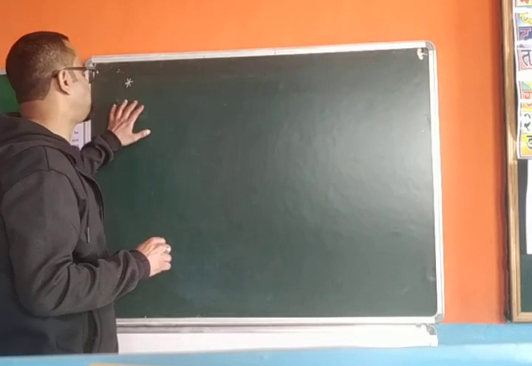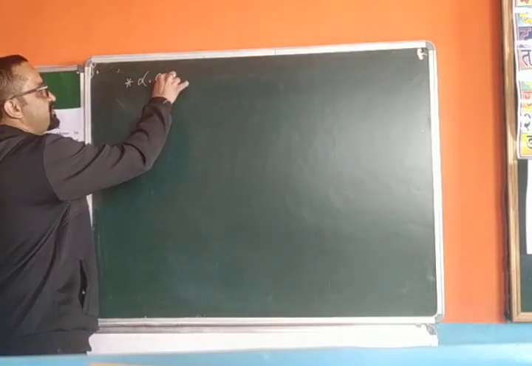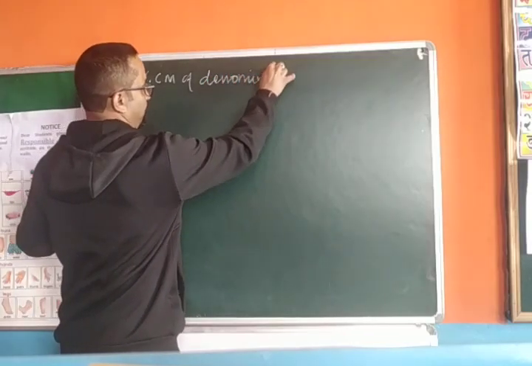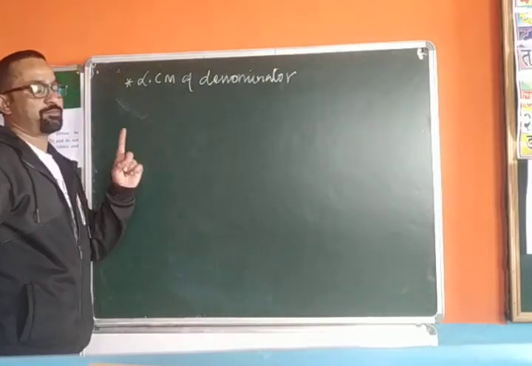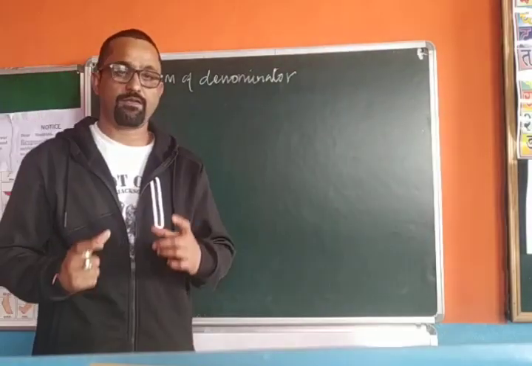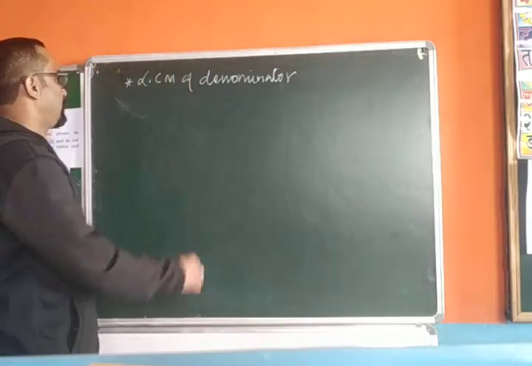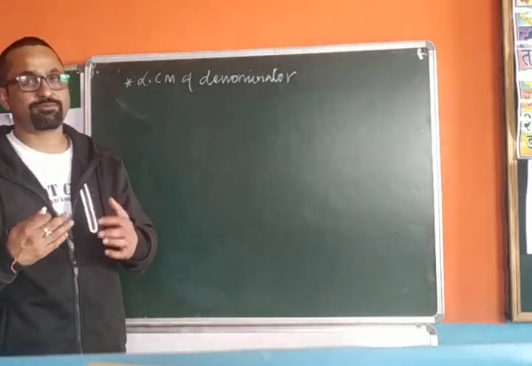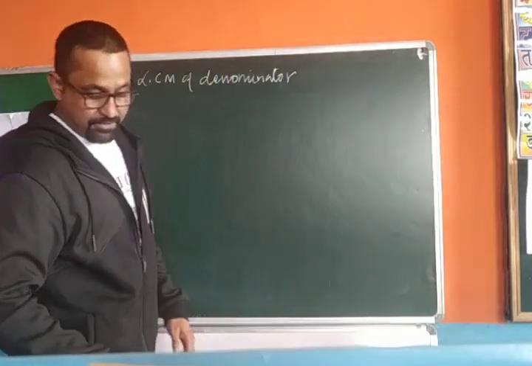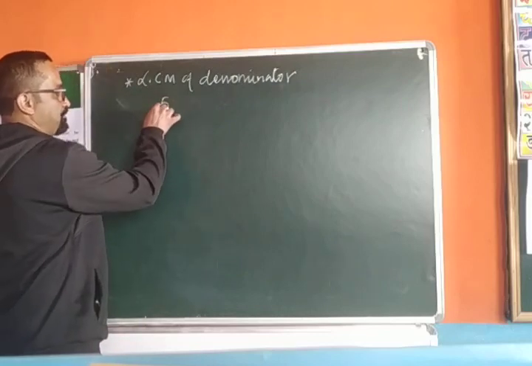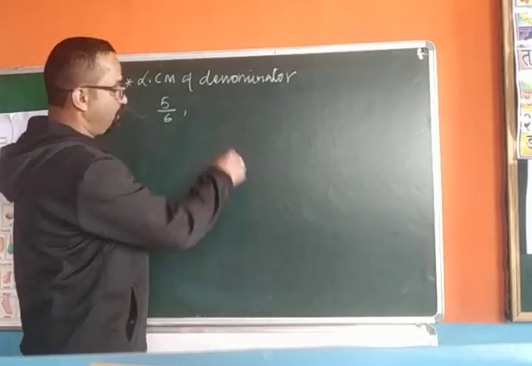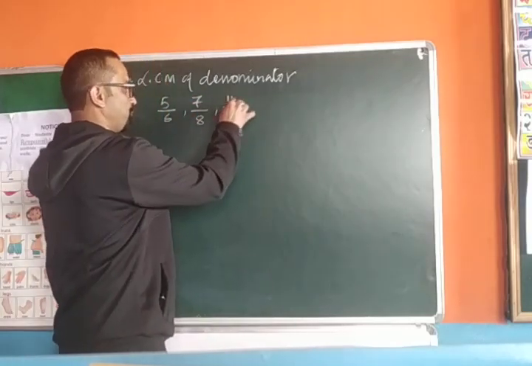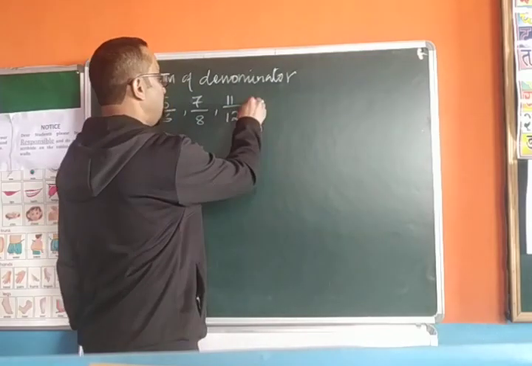The first step, you need to find LCM of denominators of the given fractions. Suppose I'll give you an example. It will be slightly easier for you all to understand. Let's consider the example 5 by 6, 7 by 8, 11 by 2, 3 by 10.